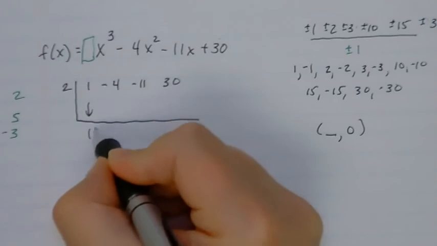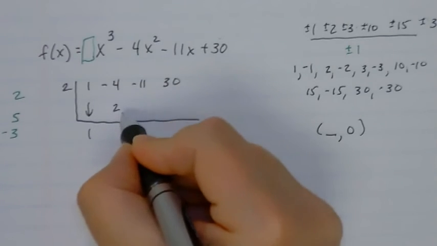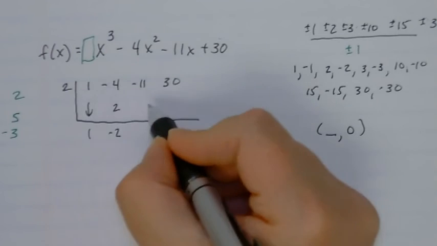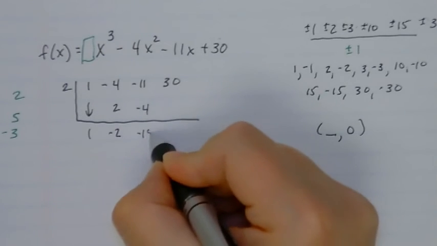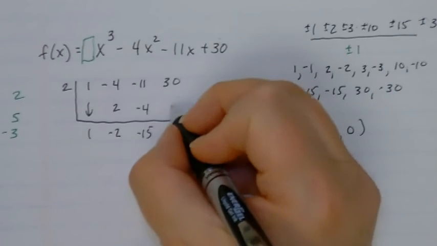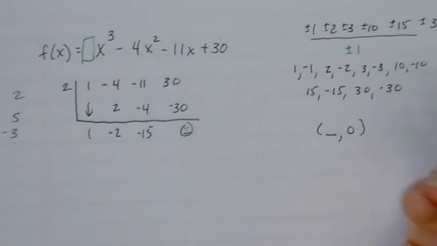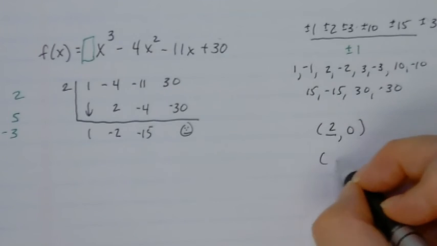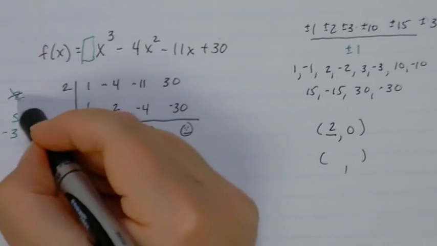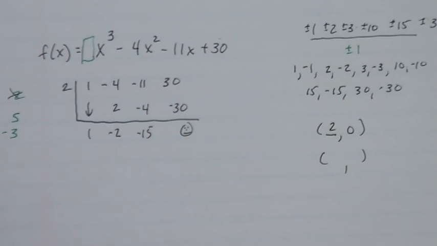Bring down the 1. 1 times 2 is 2. Negative 2 times 2 is negative 4. Negative 15 times 2 is negative 30. That does give me 0. That makes me happy. So I know that 2, 0 is one of our zeros. I'm going to try the next one.